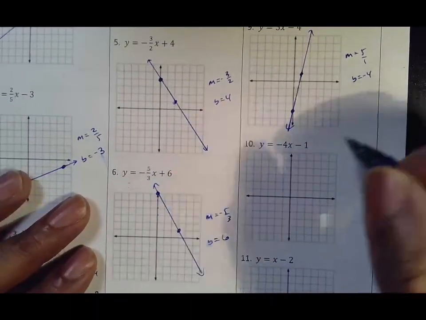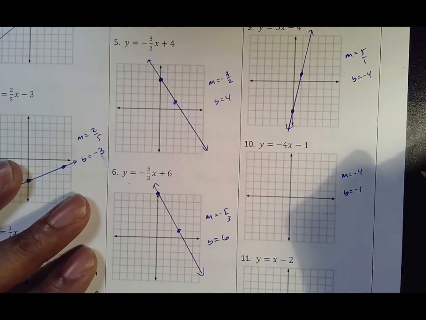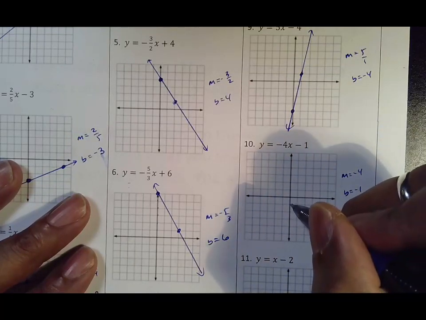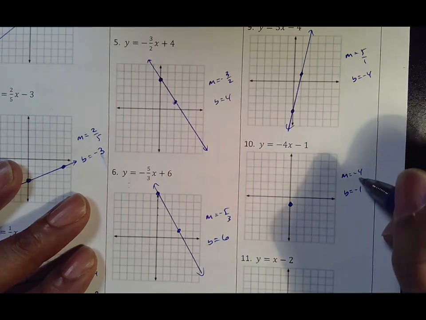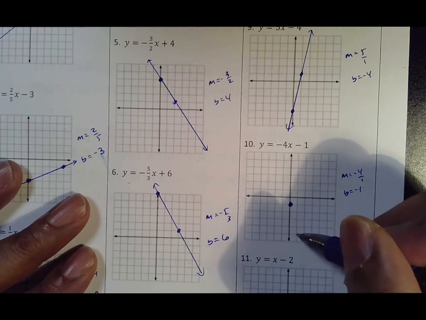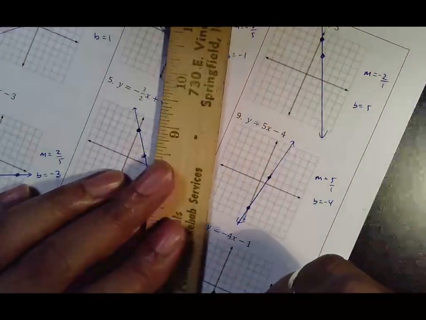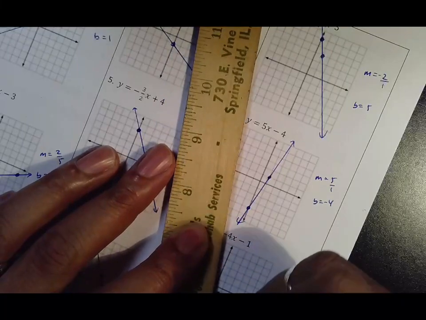Y equals negative 4x minus 1. In this case, m is negative 4, b is negative 1. Use the negative 1 first to go down 1. Negative 4 again means negative 4 over 1, so we go 1, 2, 3, 4 down, 1 over, and wrap this up. Again, it's not that hard of a process.